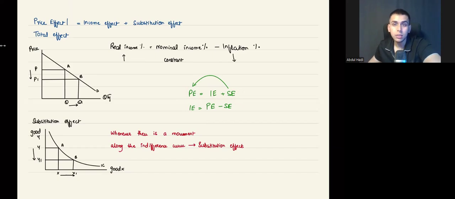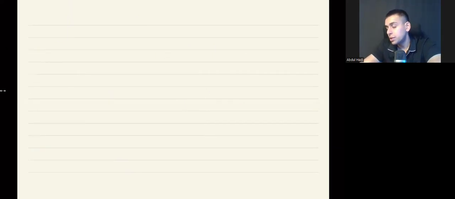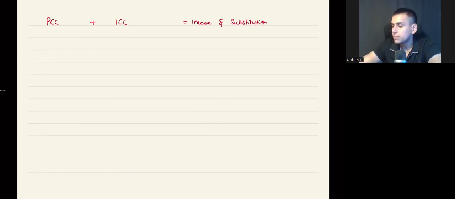All right. Now let's revise the income consumption curve and price consumption curve that we learned in the last class. In the easiest way, when we combine the price consumption curve and the income consumption curve together, we get our income and substitution effect diagram. Now we have to combine both of them. Let's revise the basic features of these diagrams.